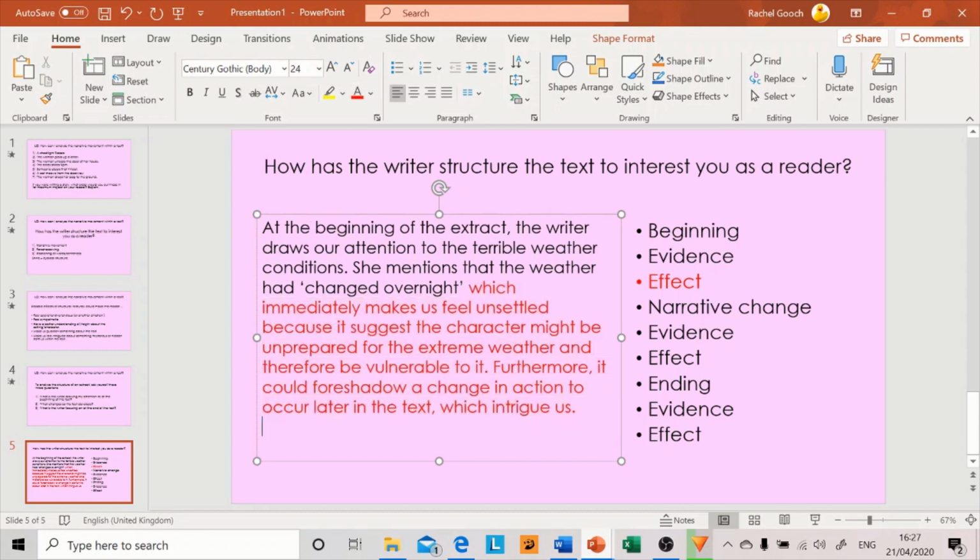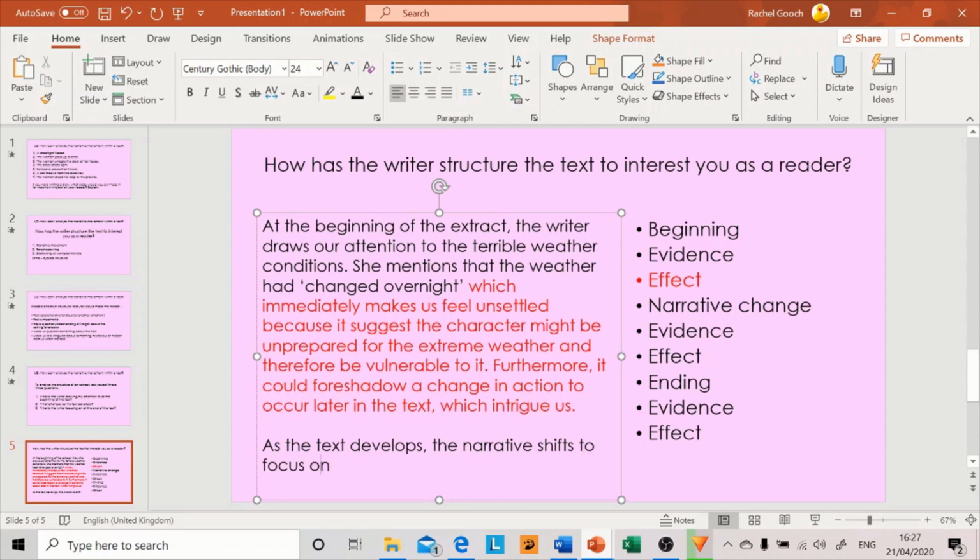And I will help you start off the next part. From the narrative change, I'm going to say, as the text develops, the narrative shifts to focus on, and I'm going to leave it there for you. So give it a go. It's a different type of question. We've not really done much of this before. I know you can do it. If you have any questions, let me know, and otherwise just submit it and I will give you a mark. All right.